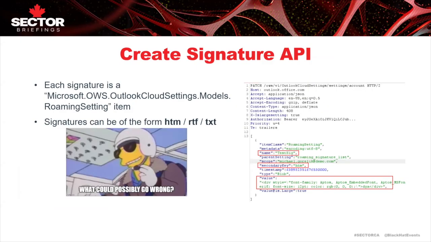What is the API? I mentioned that the global API still works, right? The OWS V1 Outlook Cloud Settings account. And I mentioned that the signature is as any other setting. Setting is represented as a JSON in this case. And as you see, we have a roaming setting. The type is roaming setting as any other setting. And then we need to define what is the name of the signature, right? What does it have as a value, right? And what is the type? I mentioned that at least on the client side, we can create HTML, RTF, TXT. Actually, on the browsers, you just create HTML and TXT.